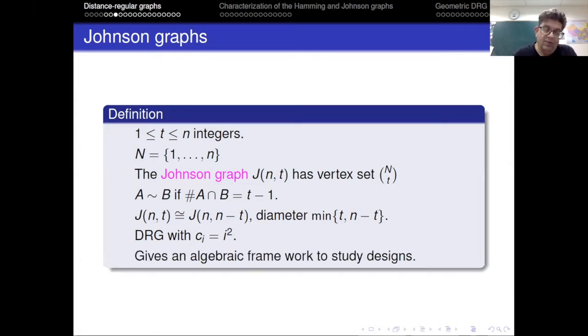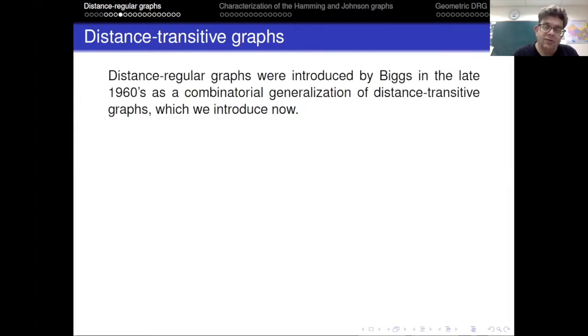And this is a framework to study these designs, especially 2-designs or 3-designs and so on. So now I will look at distance transitive graphs. Distance regular graphs were introduced by Norman Biggs in the late 1960s as a combinatorial generalization of distance transitive graphs, which we now will introduce.